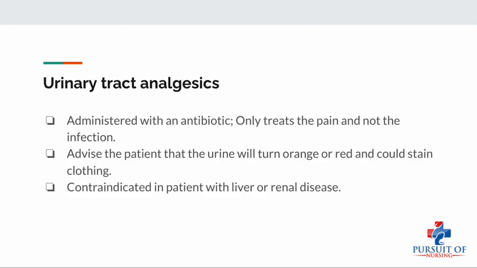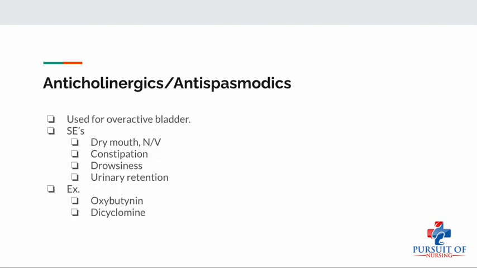All right, urinary tract analgesics. An example, the most common one is Pyridium. So it has to be given with an antibiotic. The Pyridium will only treat the pain. It will not treat the infection itself. The Pyridium will also turn the urine orange or red, and it can stain clothing, but it's normal for the urine to turn orange or red, and it's contraindicated in patients with liver or renal disease.